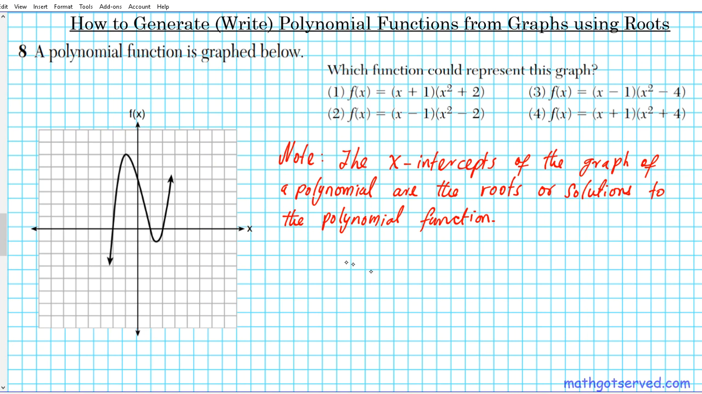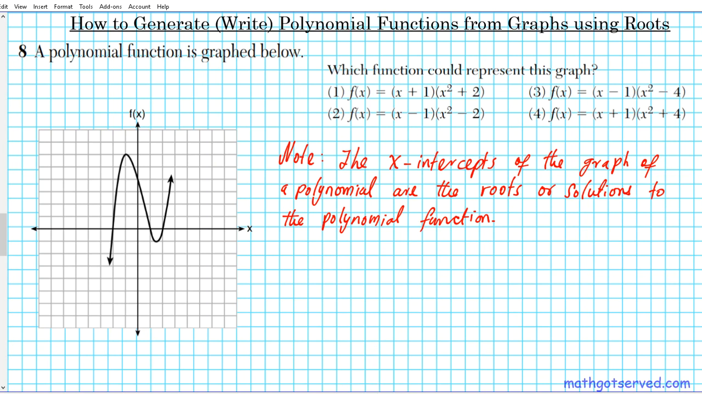Alright, so what does this mean? Well, that means that we just have to follow the following steps. We'll extract what the x-intercepts, roots or solutions are from this graph. We're going to set them equal to 0, multiply the resulting expressions by each other, and then we'll get what the polynomial function is. Okay? Alright, so let's do it.